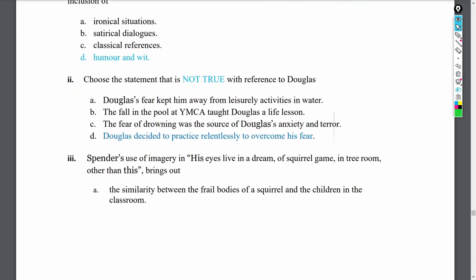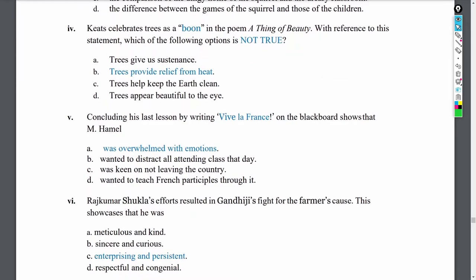Let us see the second question. Next, question number 4. Kids celebrate trees as a boon in the poem A Thing of Beauty. With reference to this statement, which of the following options is not true? See, in a competitive exam such a question comes. Not true, okay? That means false. You first have to know which one is true, after that you will know what is not true.